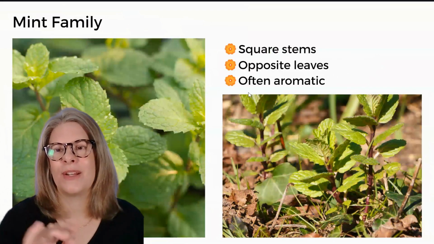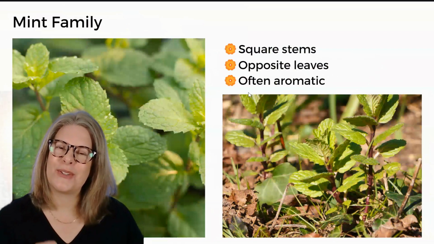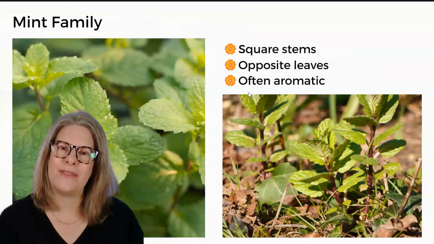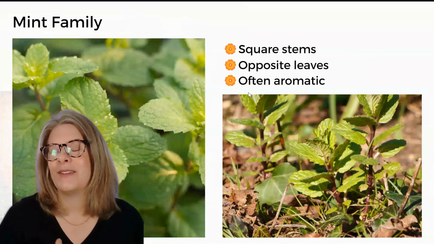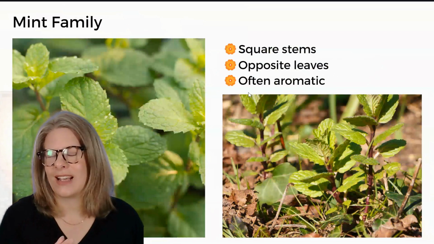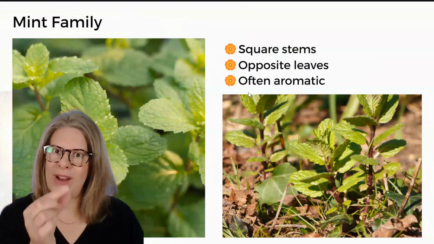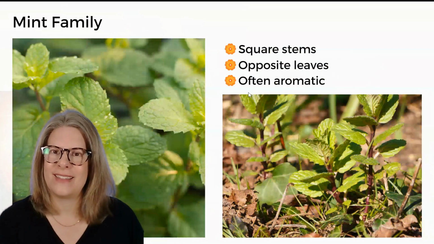So the next family we're going to talk about is the mint family, and there are 3 characteristics that you can look for when you're trying to see if a plant is in the mint family or not. You'll notice the very distinctive square stem. Oftentimes it's best to just feel it, and you'll feel it really does feel like a square kind of column going up the stem.